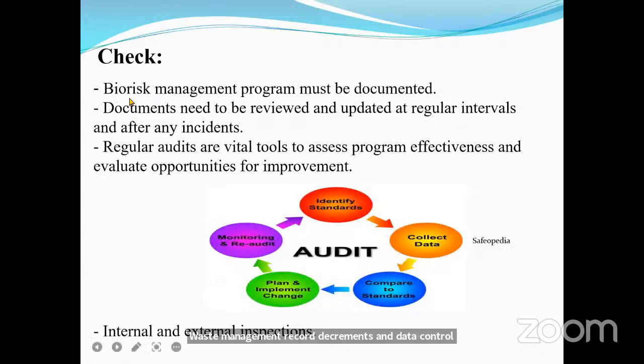Check. The biorisk management program must be documented. Documents need to be reviewed for analysis and evaluation, and updated at regular intervals and after any incident, as part of the performance measurement stage. Regular audits and internal and external inspections are vital tools to assess the program's efficiency and evaluate the opportunities for improvement.